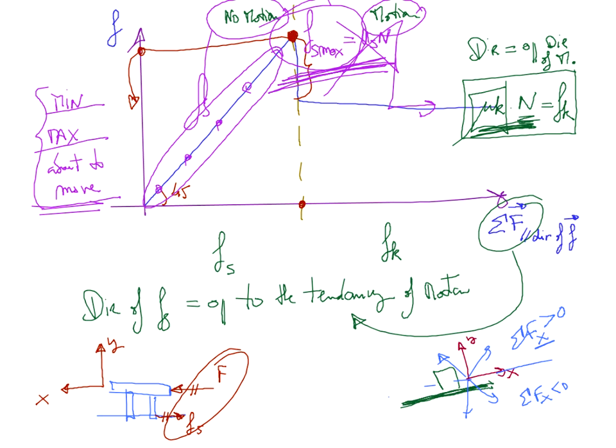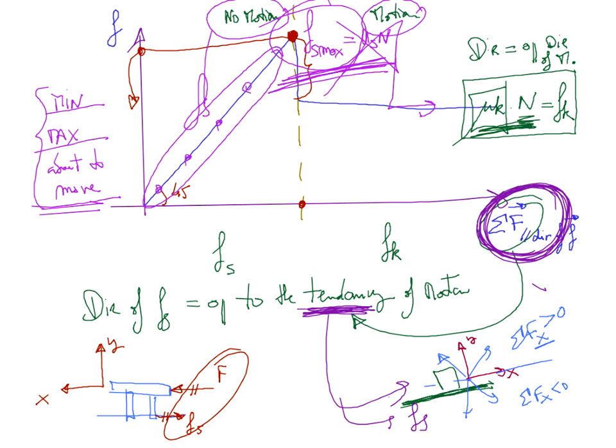Whoops. Where's my diagram? Yeah. That's the key. That's the one that allows you to figure out the tendency of motion, which then allows you to figure out the direction of Fs, which is always opposite. So if you pick a positive x somewhere and you calculate this, if it's positive, then you know that your Fs is going in your negative x direction.